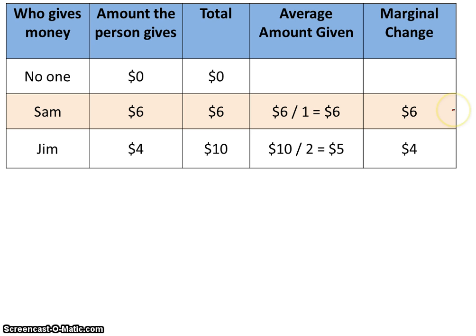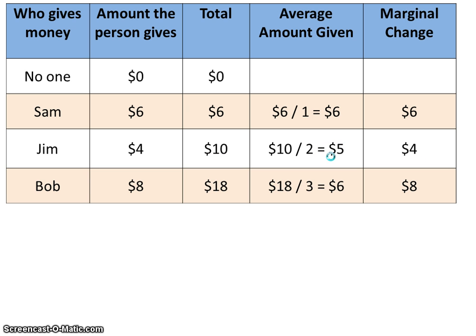Jim is next. His marginal contribution is $4. And notice that it changes the average. Our total goes up from 6 to 10. So here's our total of $10. But now we have 2 numbers in the set. So when we calculate our average, we divide by 2. We get an average amount given of $5.